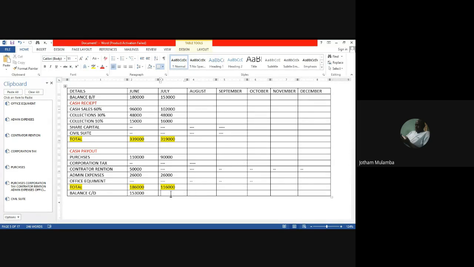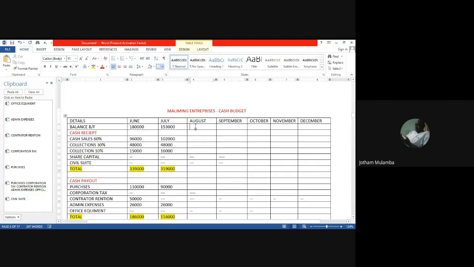How much do you get? 203. So we record here 203. Then that becomes the opening balance, 203. And we repeat the same cycle.